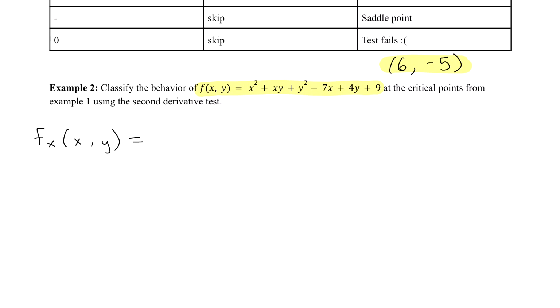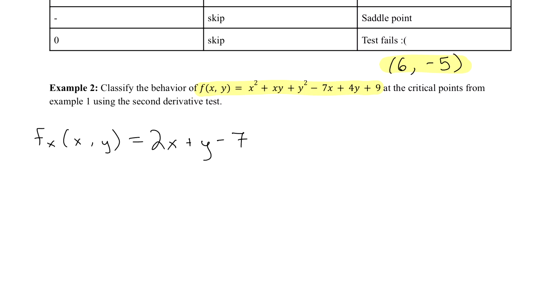So the derivative of x squared would be 2x. Derivative of xy with respect to x would be 1 times y, or just simply y. y squared is a constant with respect to x. Derivative of negative 7x would be minus 7. 4y and 9 are both constants with respect to x, so here is my first order partial derivative. So there is that. I'm going to use that to help me find a couple second order partial derivatives.